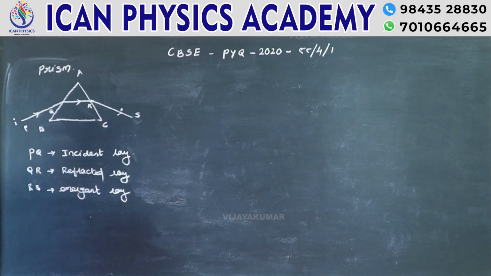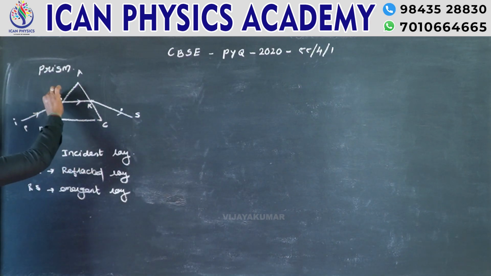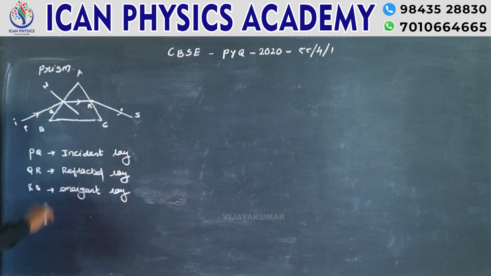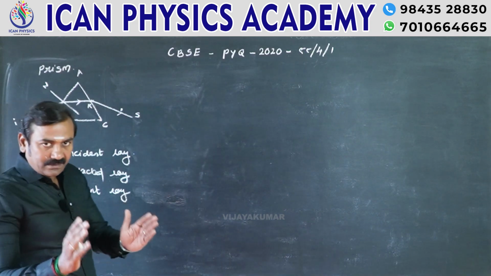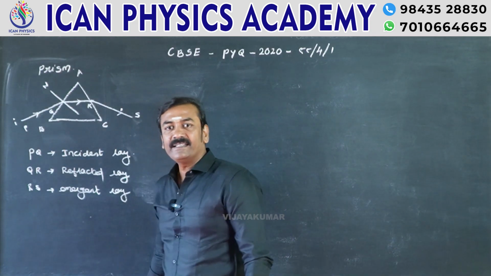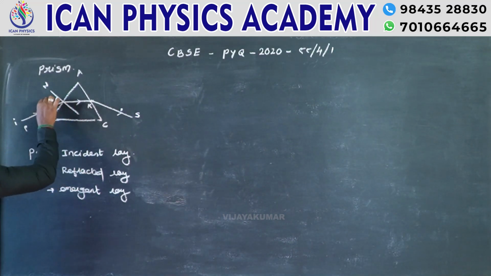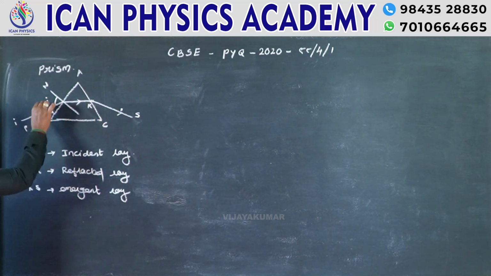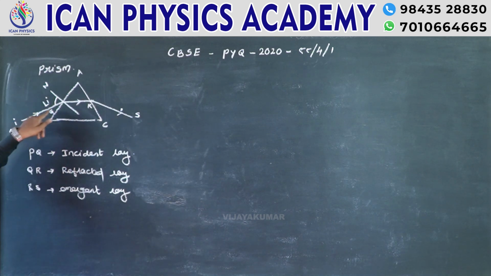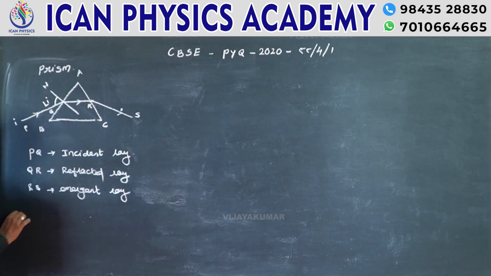Now at this point Q, we can draw a normal. The angle between the normal and the incident ray is called the angle of incidence. So it will be the angle of incidence, PQN, in the triangle PQN, is the angle of incidence I.